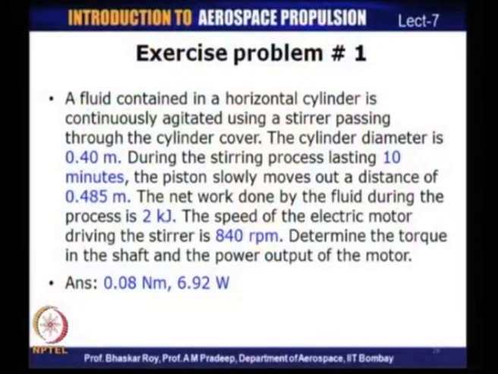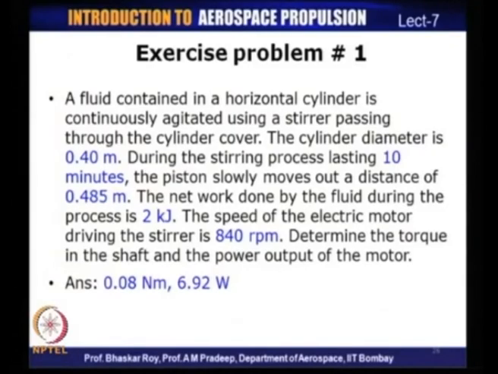And so, we are basically adding work into the system using a stirring process. As you add energy to the system, the piston moves because you are adding energy into the cylinder, and therefore the piston expands and moves to a different state. What we have been given is the net work done by the system during this process, which is specified as 2 kilojoules, and also how much time the stirring process is done, and during this time how much the piston has moved.